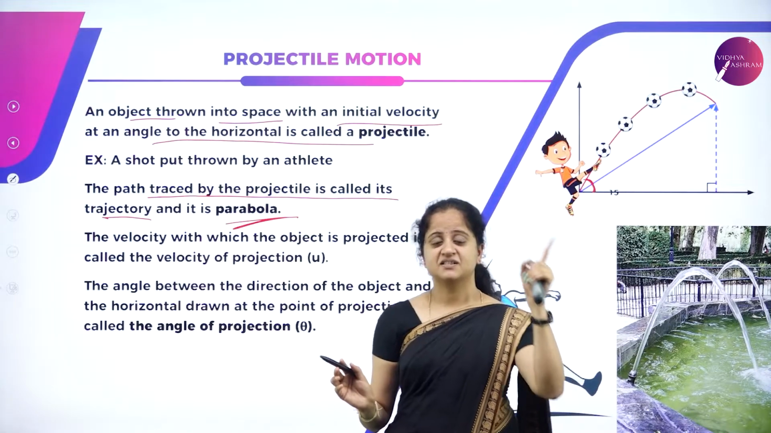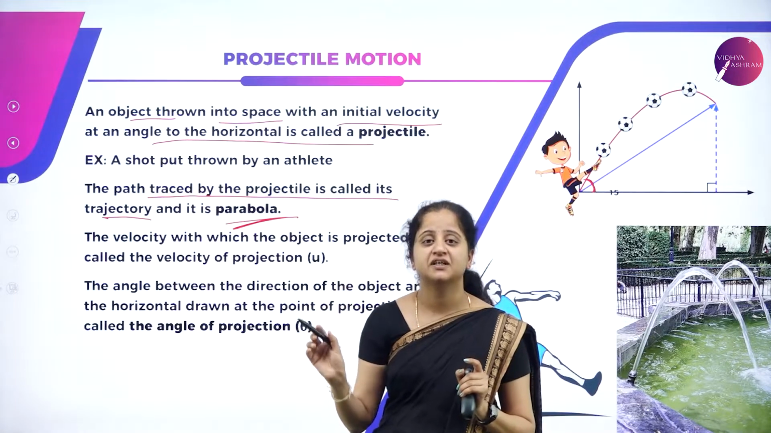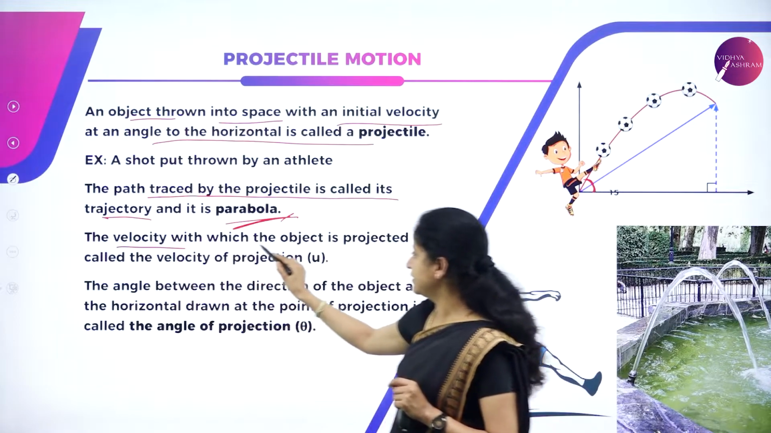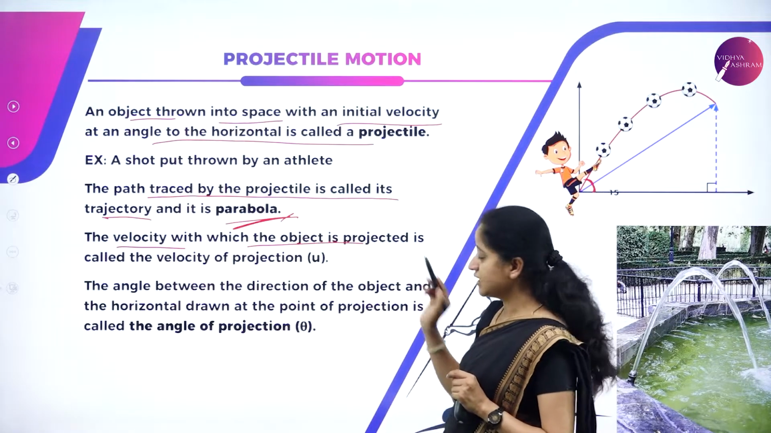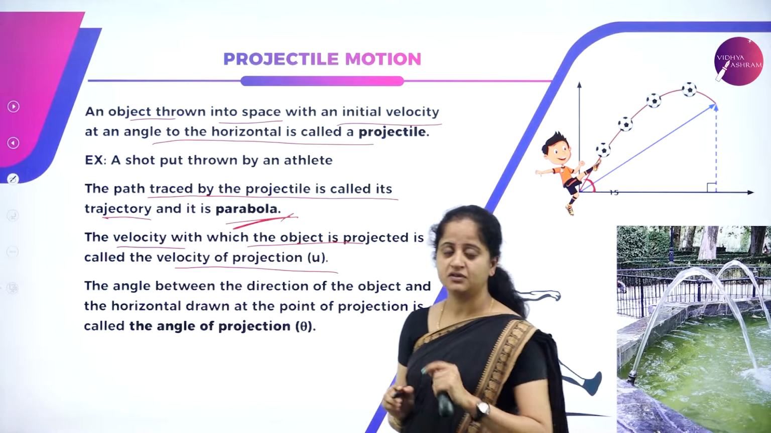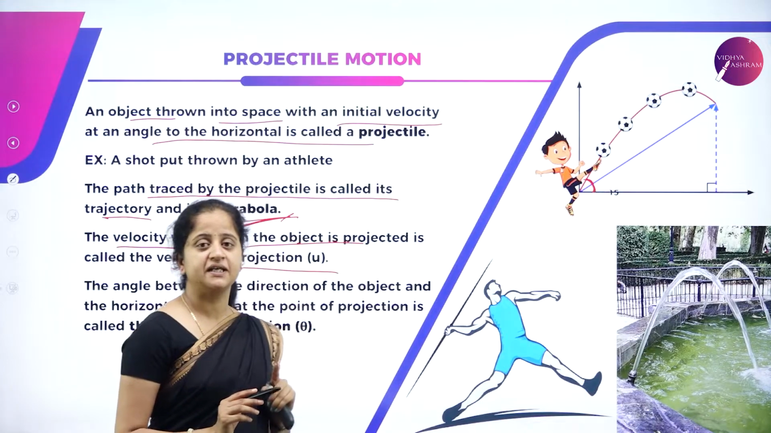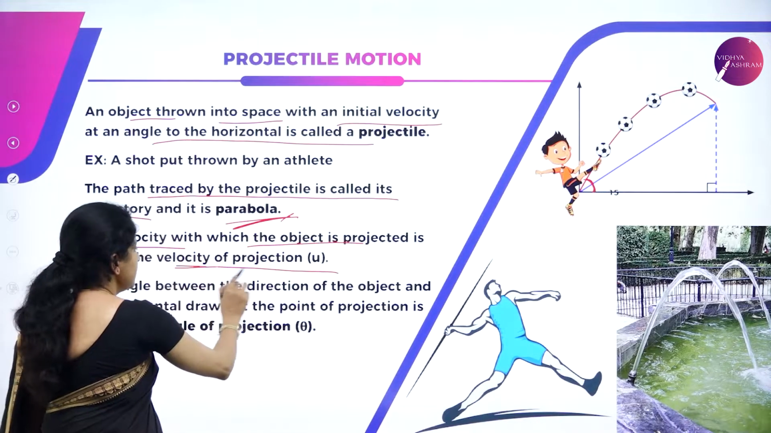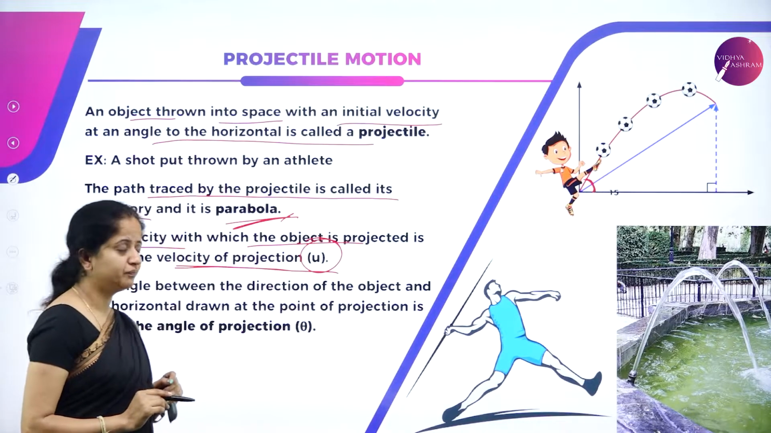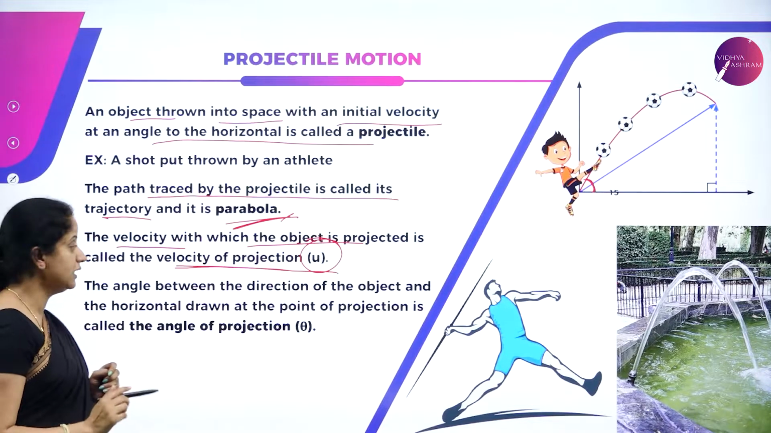So the path traced by a projectile is called trajectory, and the trajectory of a projectile is always a parabola. Now the velocity with which the object is projected is called velocity of projection. So when the object is projected into space, it moves with a certain velocity and we will call it velocity of projection. It is denoted by the letter u.